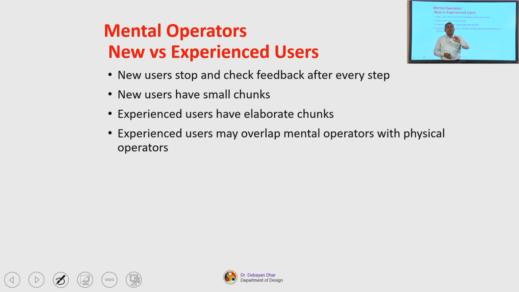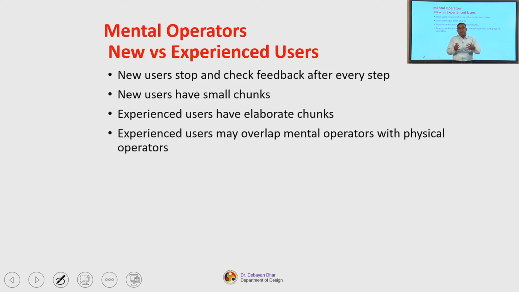Consider users who are new to your system, or users who are expert with your system. New users stop and check feedback after every step, so after every step you will need to have a mental operator. New users have small chunks because the information is coming for the first time, and there are no available schemas for earlier experience. Experienced users have elaborate chunks, and experienced users may overlap mental operators with physical operators.